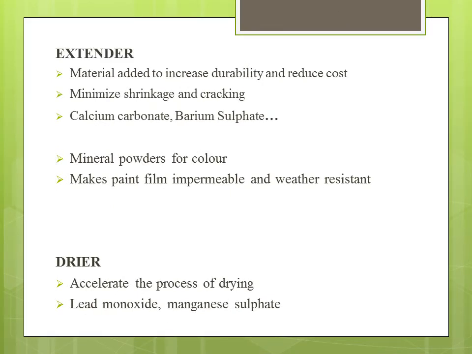Extender. The material added to increase durability and to reduce the cost. It minimizes the shrinkage and cracking. Commonly used extenders are calcium carbonate, barium sulfate, magnesium sulfate, powdered chalk, charcoal, etc. That is all about extender. Moving on to the next ingredient, pigment. As the name suggests, as we all know, this is the ingredient that provides the color. These are mineral powders which impart the color, make paint film impermeable as well as weather resistant.